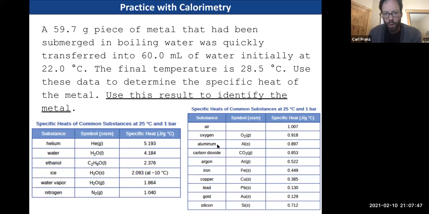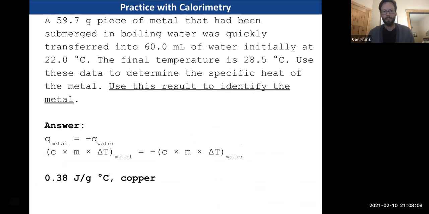Here's another problem we went over, where they want you to identify the metal based on the information you're given. So they want you to essentially calculate the specific heat. And then once you get that, compare it to the list in this table and find out which one it is. And when you do that, you should get 0.38 joules per gram degree Celsius, which is right on the money for copper.